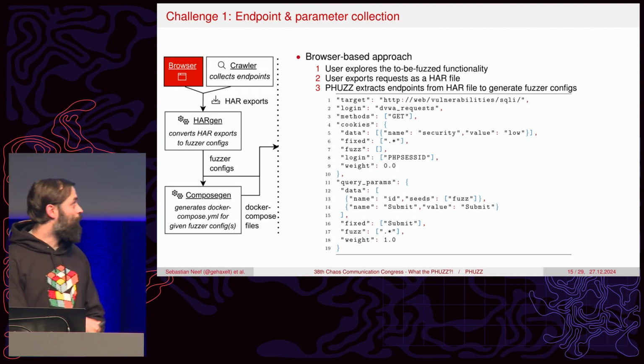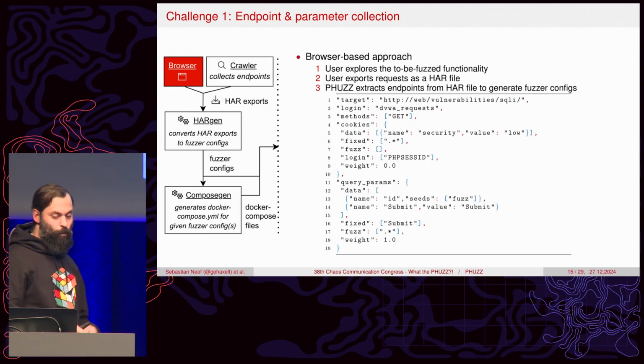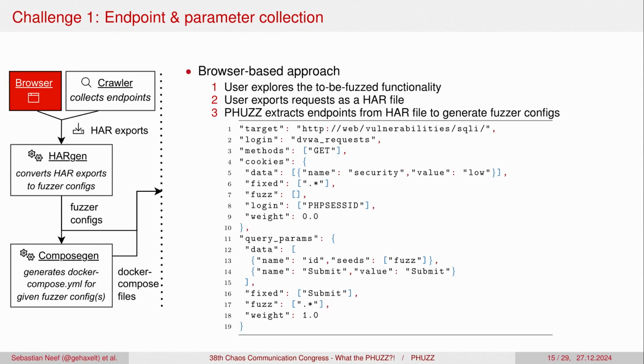And then the interesting part is here below with the query parameters in line 11, where we define the two parameters that we saw earlier, ID with the seed of Fuzz, and the submit parameter with the value submit. And then in line 16, you can see that we set the submit parameter to fixed, so this parameter will not be fuzzed. So the configuration allows quite good customization of what should be fuzzed and how the application should be fuzzed.